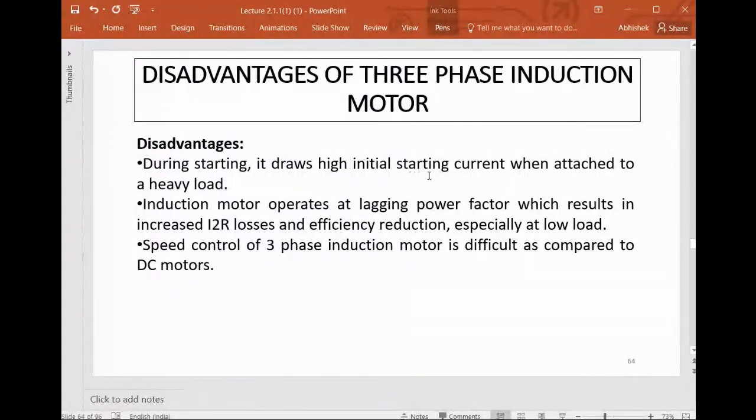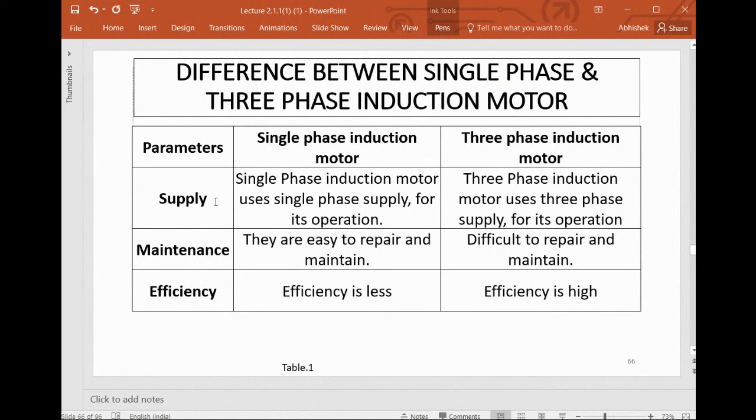During starting, it draws a high initial starting current when attached to a heavy load. So when you connect any heavy load, you need to draw a large current. That is a big disadvantage. Then the induction motor operates at a lagging power factor, which results in increased I squared R losses, that is copper loss, and reduced efficiency, especially at low load. The speed control of a three-phase induction motor is also difficult compared to the DC motor.